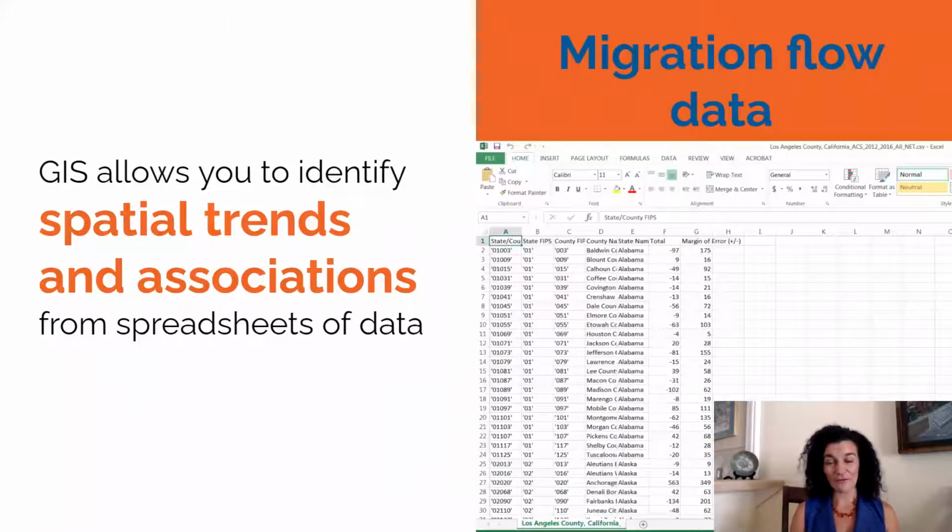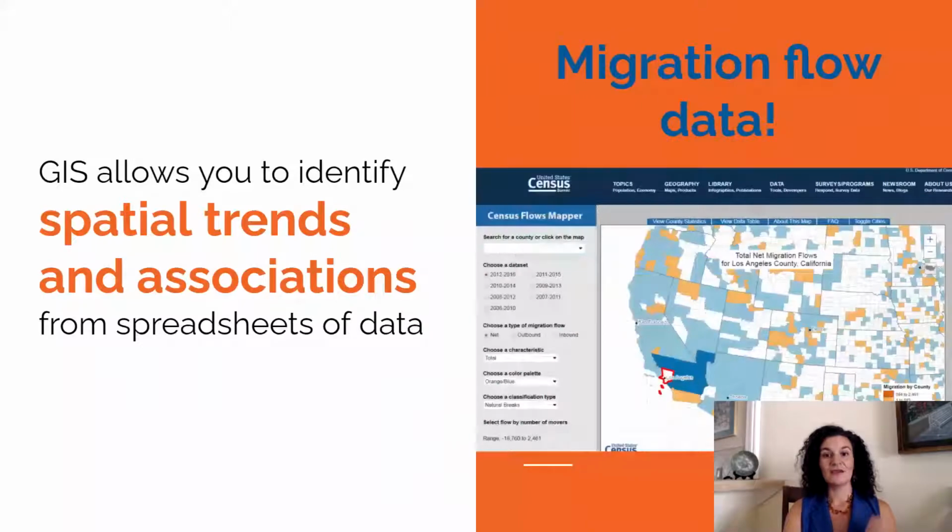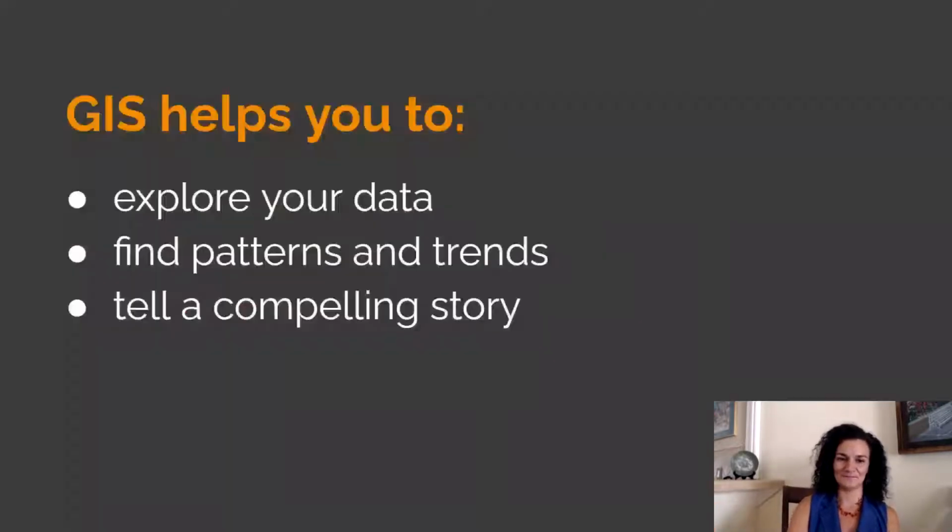So GIS is powerful because it allows you to take a spreadsheet of data that might otherwise be overwhelming amounts of information and identify spatial trends, patterns, and potentially associations that you wouldn't necessarily see just in the spreadsheet. So here we see a spreadsheet of data on migration flows. Very difficult to interpret. That very same data, when mapped out, is far more powerful. And you can immediately identify patterns by mapping that data.